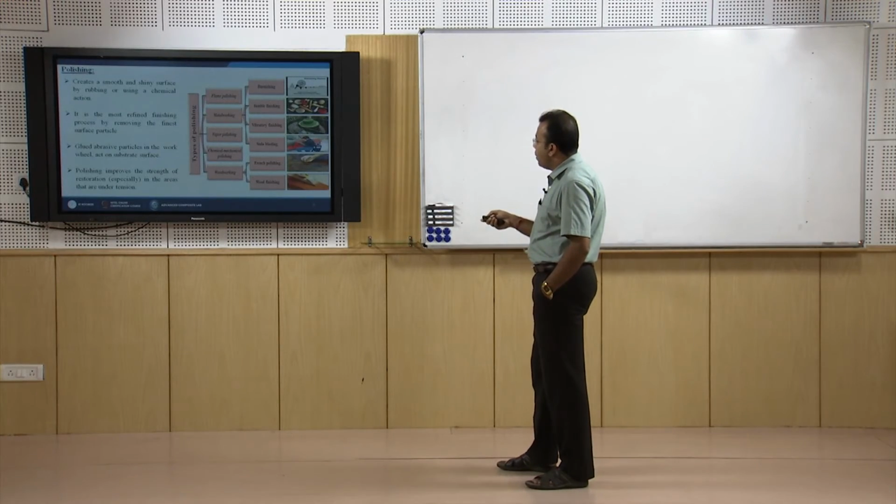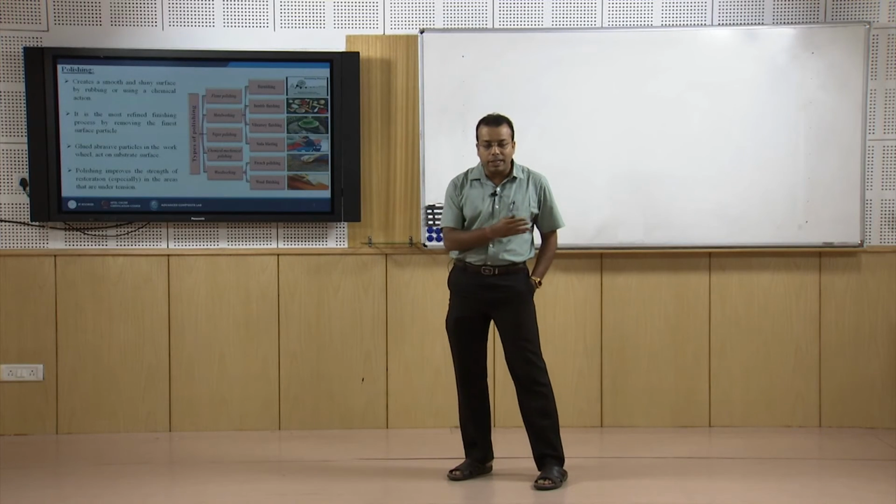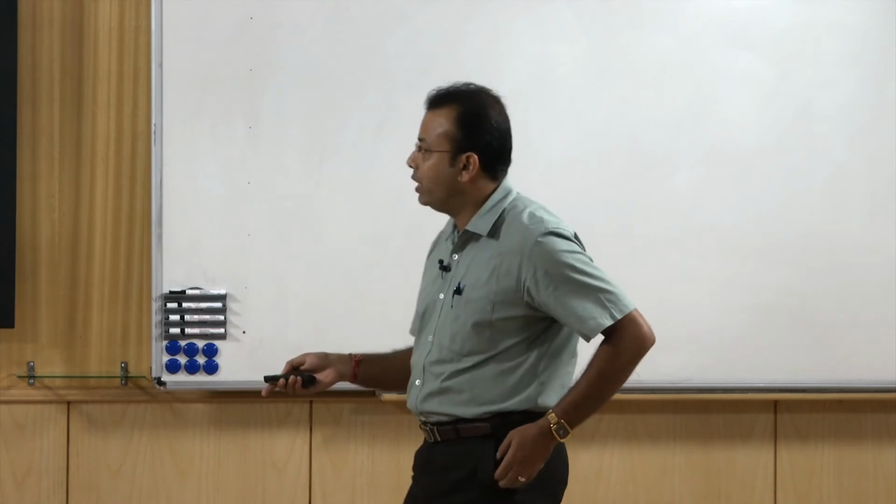Next one is called vapor polishing, by which we create the polish by vapor. Then chemical mechanical polishing, and the last one is woodworking. It is also divided into two parts: French polishing and wood finishing. Wood finishing means we use certain kinds of oils or emulsions in the polishing methods.